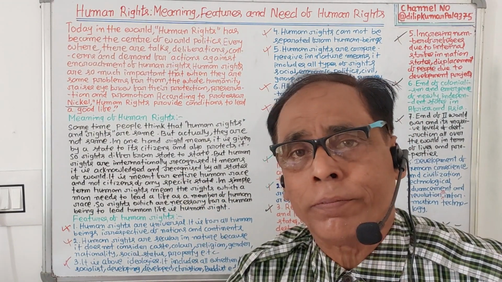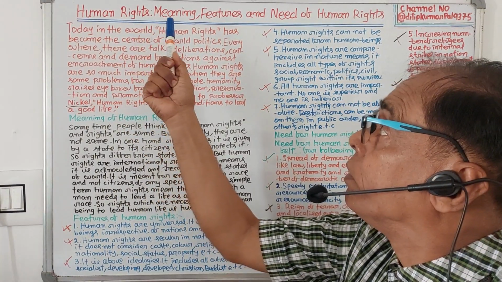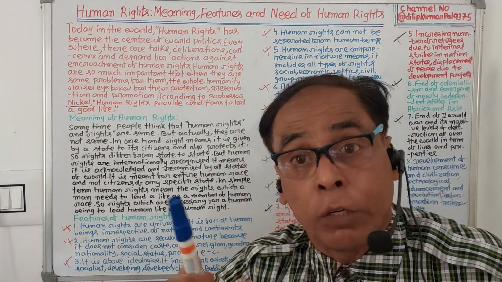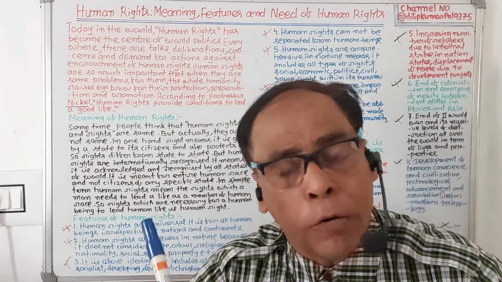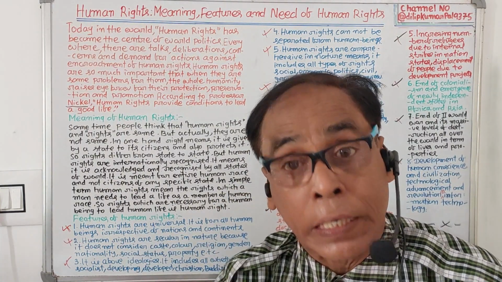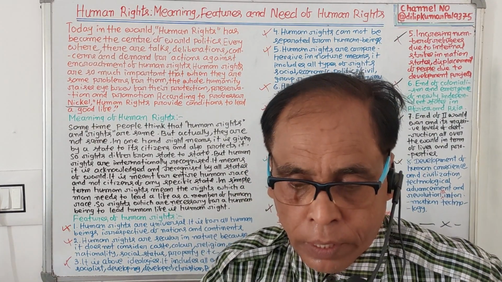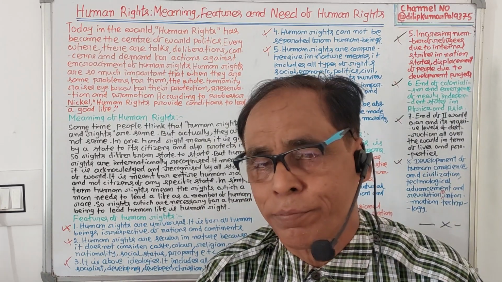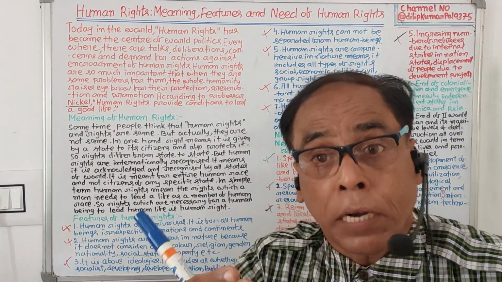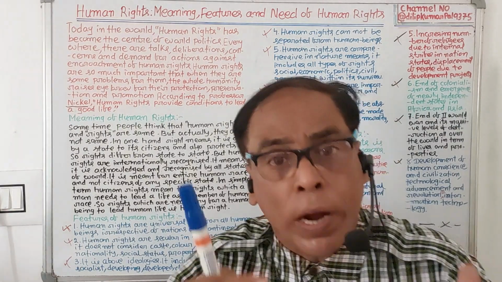I stand before you with a topic: human rights, meaning, features and need of human rights. It is found in +3 5th semester DSE-1 paper, and the name of the paper is Human Rights in a Comparative Perspective.